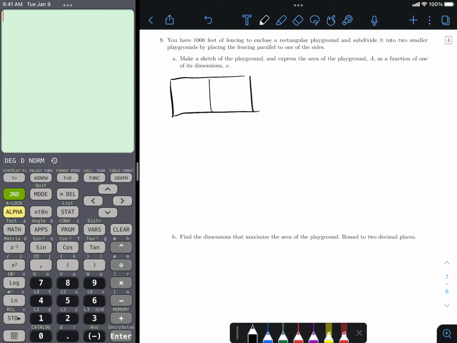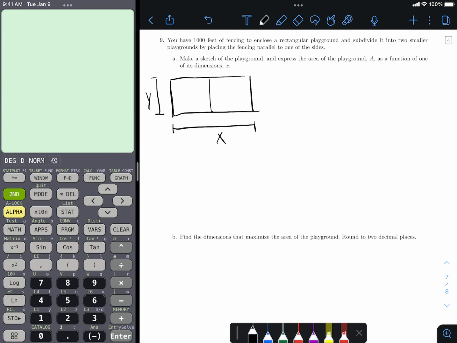We're going to express the area of the playground as a function of one of its dimensions, x. We call one of the dimensions x. It could be this, or I could call x the other one. It doesn't matter. It's going to change a few details throughout, but it's going to give you the same answer on item B at the end. So I'll call this x, and I'll call this y.